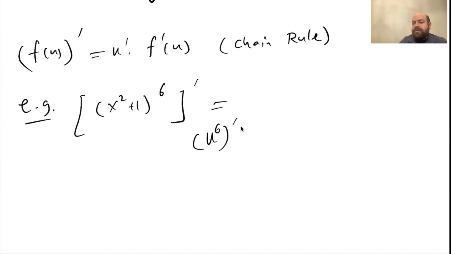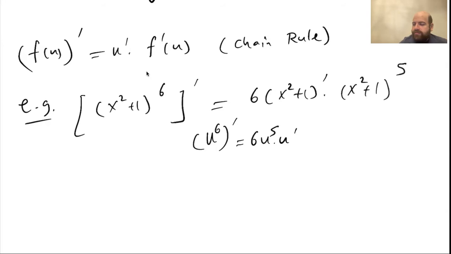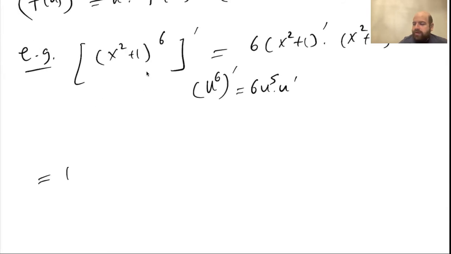So the derivative of x to the power 6 is 6x to the power 5, so the derivative of u to the power 6 is 6u to the power 5. But then I have to multiply it with u prime. So the chain rule says the usual derivative, f prime of u, then times u prime. So 6u to the power 5 times u prime is the derivative of u to the power 6. So here it will be 6 times the derivative of x squared plus 1, times x squared plus 1 to the power 5, which is going to be 12x times x squared plus 1 to the power 5.